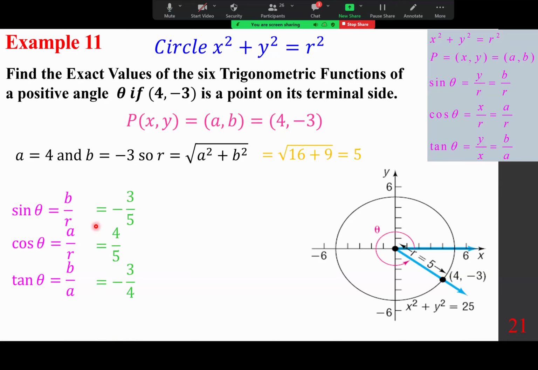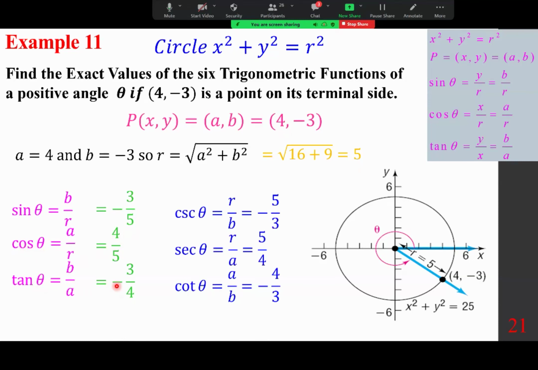So cosecant is minus 5/3. Secant theta is positive 5 over 4. Cotangent theta is negative 4/3. So it's easy to find the rest of them, everybody. Makes sense? Any questions, everybody?